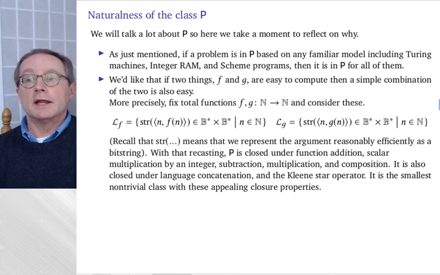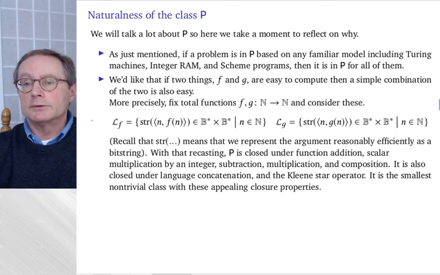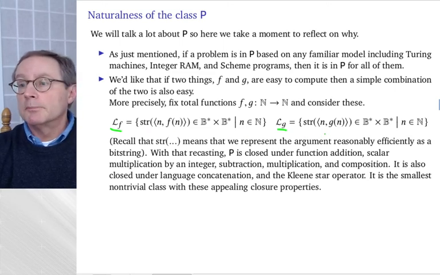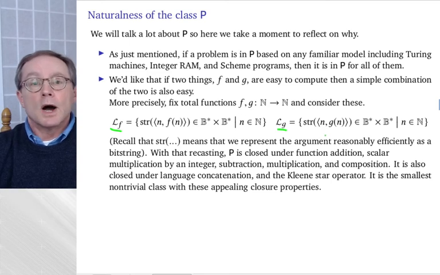One more reason, a more mathematical technical reason. We'd like to think that if we have two things that are easy to compute and we perform a simple combination of them, then that's also easy to compute. Said more precisely, where we take easy to compute to mean in P: if you fix two total functions, f and g, and you look at these two language decision problems, L sub f is just pairs of input-output for f, and you have to cast those into bit strings. L sub g is input-output for g. So I've expressed these functions somehow as languages.